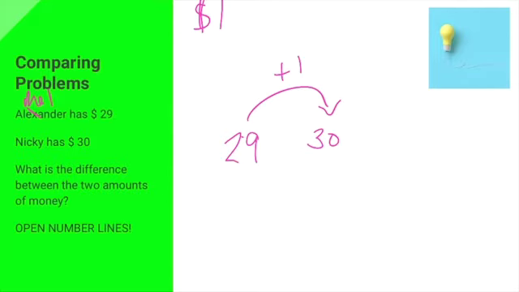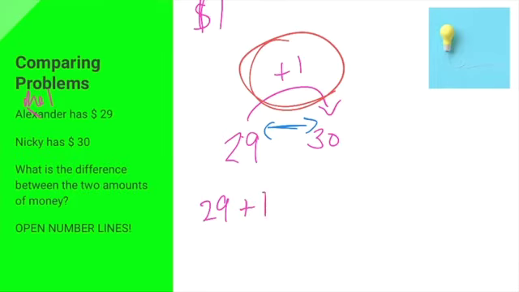I can take a jump up of 1. To go from 29 to 30, I go up 1. Notice that the answer is the jump number, which is the distance between 29 and 30 on an open number line. This is the distance, which is also the difference between the numbers. So my equation here would be 29 plus 1 equals 30. That's my answer here.